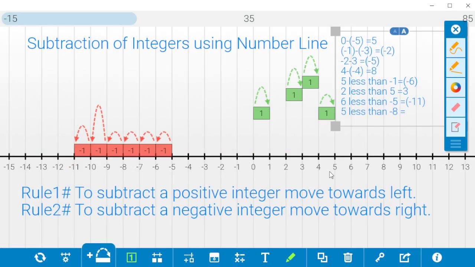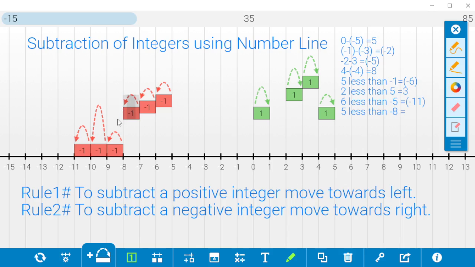Now the last one, 5 less than minus 8. So first of all mark minus 8 on the number line. Let me remove this also. So this is minus 8 and we have to subtract a positive one. So moving towards the left side. 5 less than minus 8. So one, the second one, the third one, the fourth one, and the fifth one.